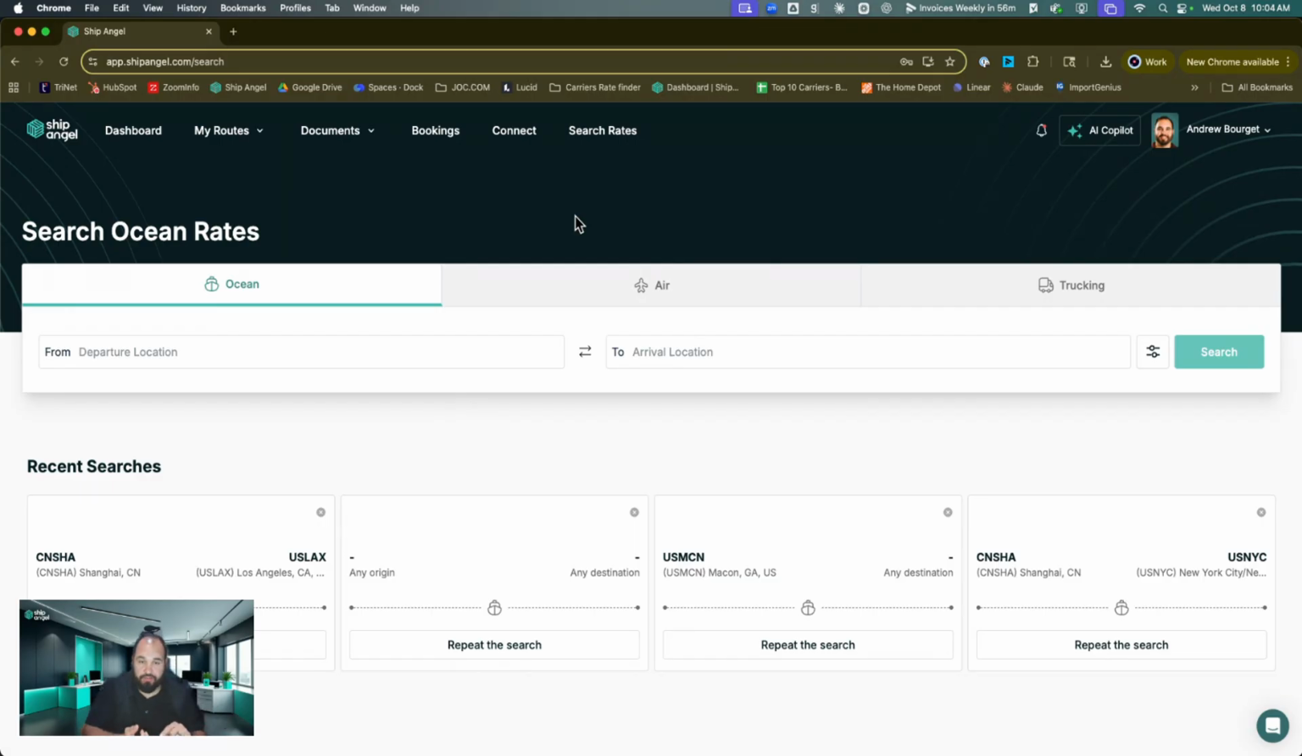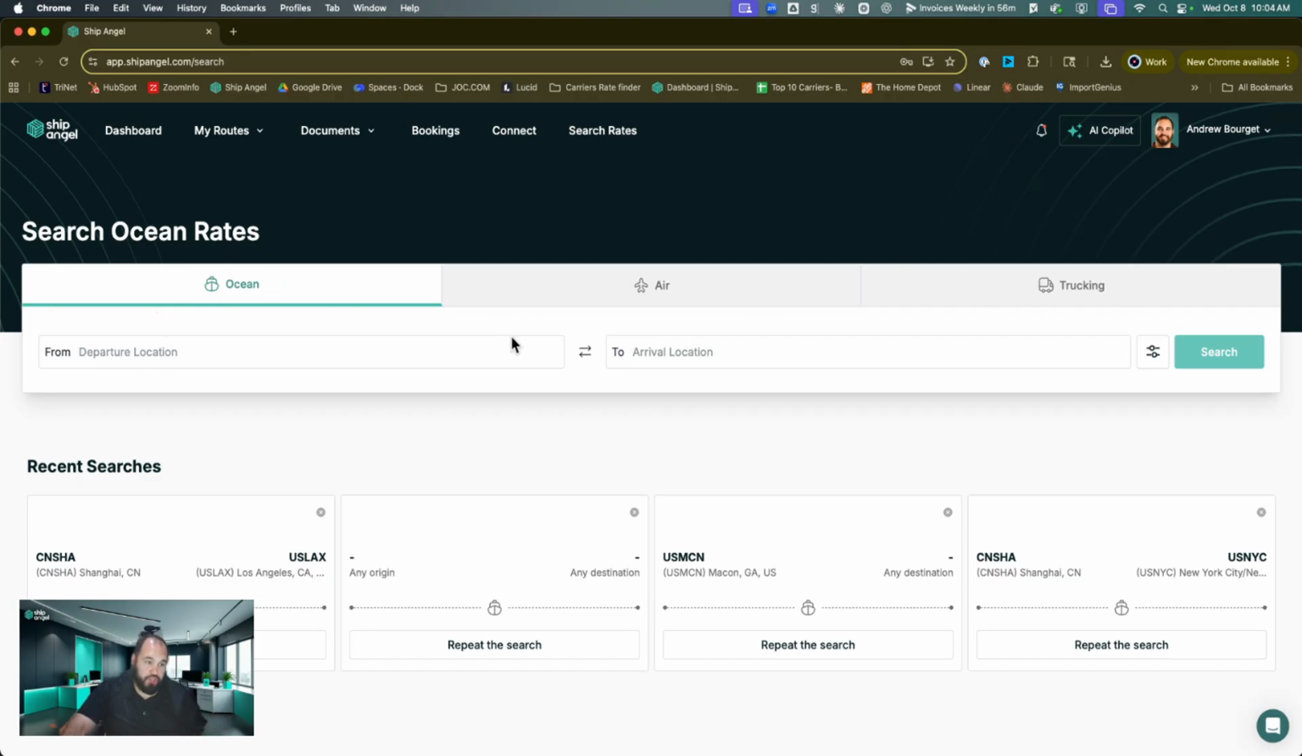It's not a spreadsheet. It's not some drive or folder somewhere that someone could manipulate or potentially delete, or the IT team is on vacation and something doesn't work. This is a platform that's live 365, 24/7 that you guys have access to. Inside the platform, we can store your ocean, air, and trucking rates, all for visibility.